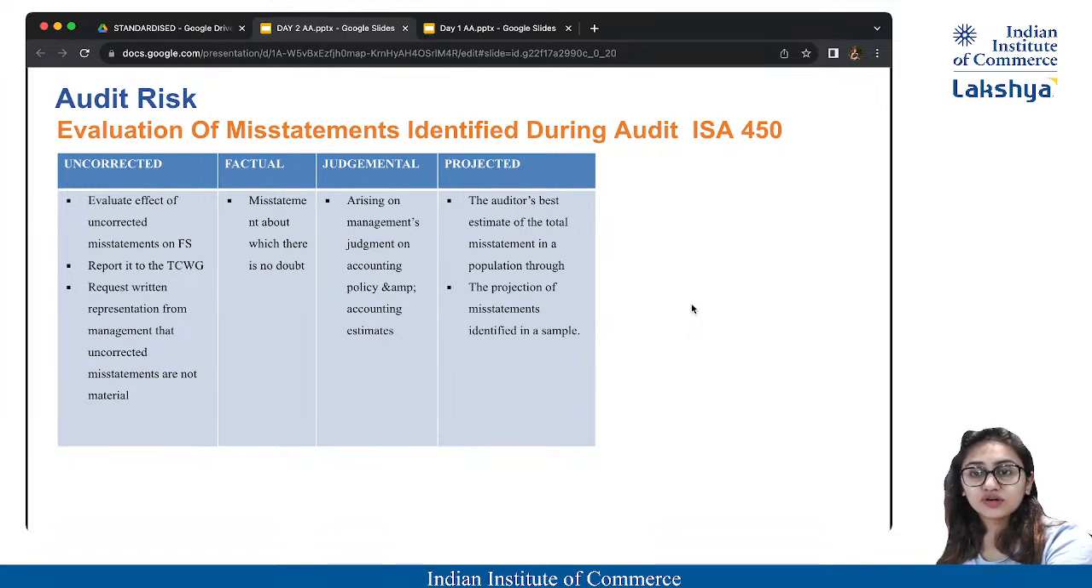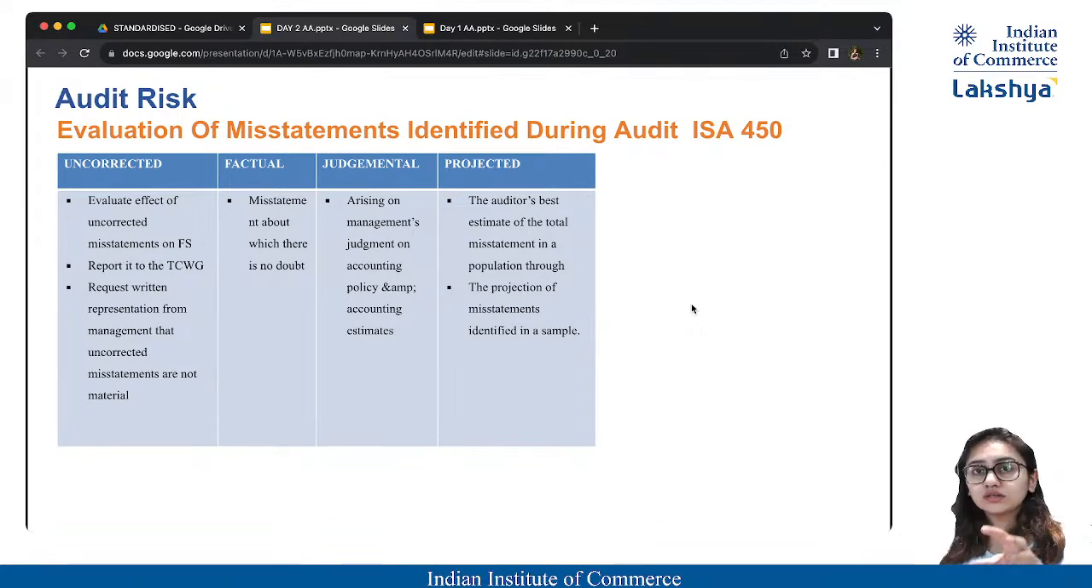Evaluate the effect of the uncorrected misstatement on the financial statements. Evaluate, because of writing 10,000 instead of 1000, how is it going to affect my books of accounts? How is it going to affect my financial statements? So I have to list down that, okay, this is how it is going to affect my balance sheet, or this is how it is going to affect my FS. Report it to those charged with governance, that is the management. Report it to them that this is an uncorrected misstatement which you have not corrected.